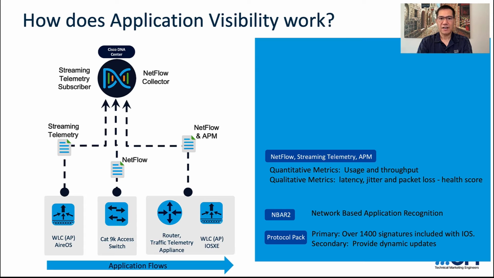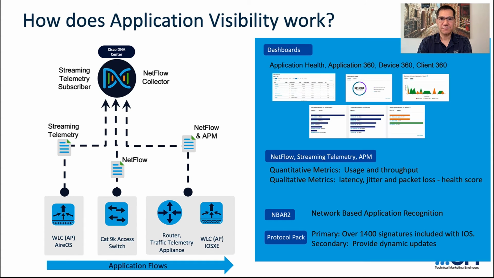Cat9 switches and AireOS WLCs do not support APM. As a result, they can only provide quantitative application metrics of usage and throughput. Routers, traffic telemetry appliances, or TTA for short, and IOS XE WLC support APM and can provide additional qualitative metrics on top of the quantitative metrics. As DNAC receives this application telemetry data, it will analyze it to present on the dashboards and widgets.